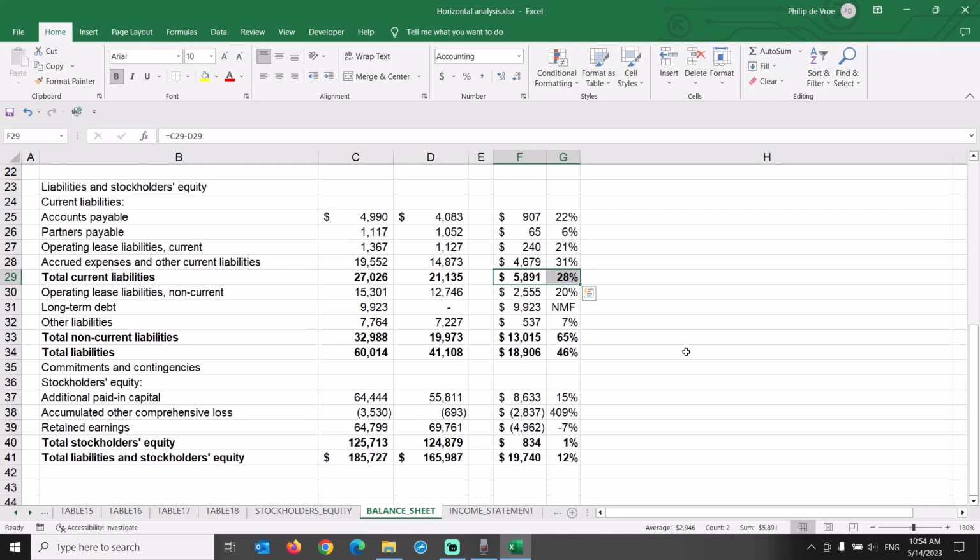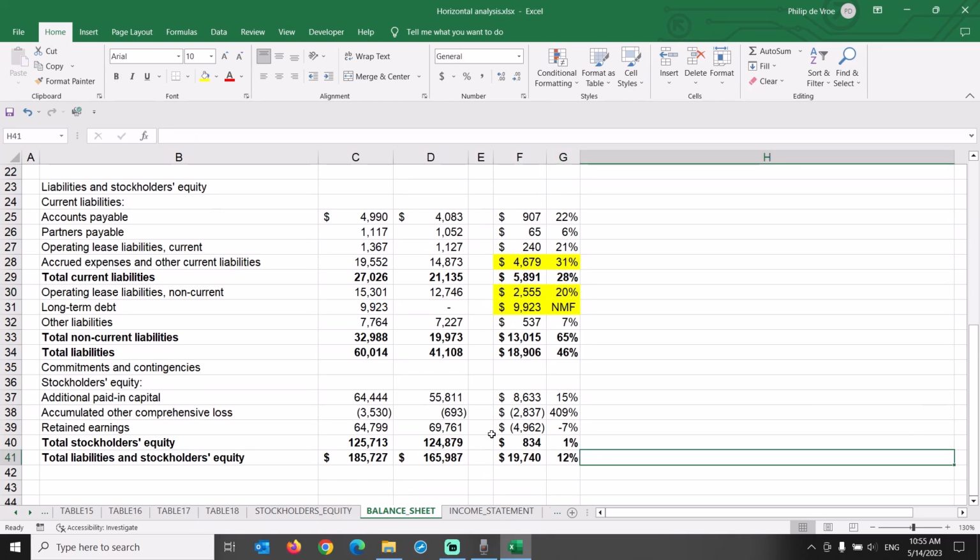Let's follow a similar process for the horizontal analysis of liabilities and equity as we did on the asset side. Identify the top items in both absolute as well as relative terms that make up most of the impact. Let's highlight the $10 billion increase in long-term debt as the number one driver, the $5 billion increase in accrued expenses and other current liabilities as the number two, and the $3 billion increase in operating lease liabilities as number three.